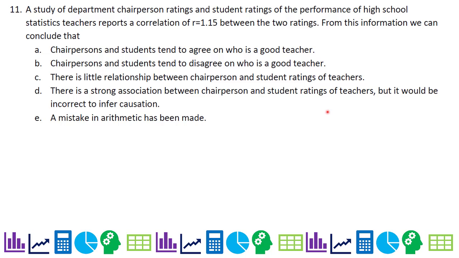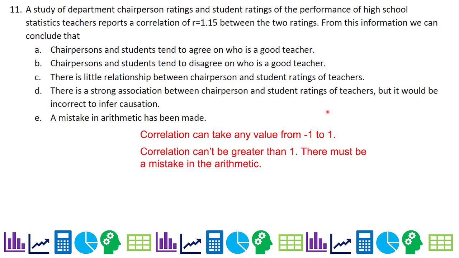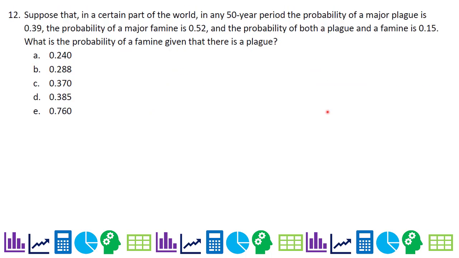Number 11. A study of department chairperson ratings and student ratings of the performance of high school stats teachers reports a correlation of R equals 1.15 between the two ratings. From this information, we can conclude that, well, first of all, I'm getting a big red flag because correlation can take any value from negative 1 to 1, but correlation can't be greater than 1, so there must be a mistake in the arithmetic.